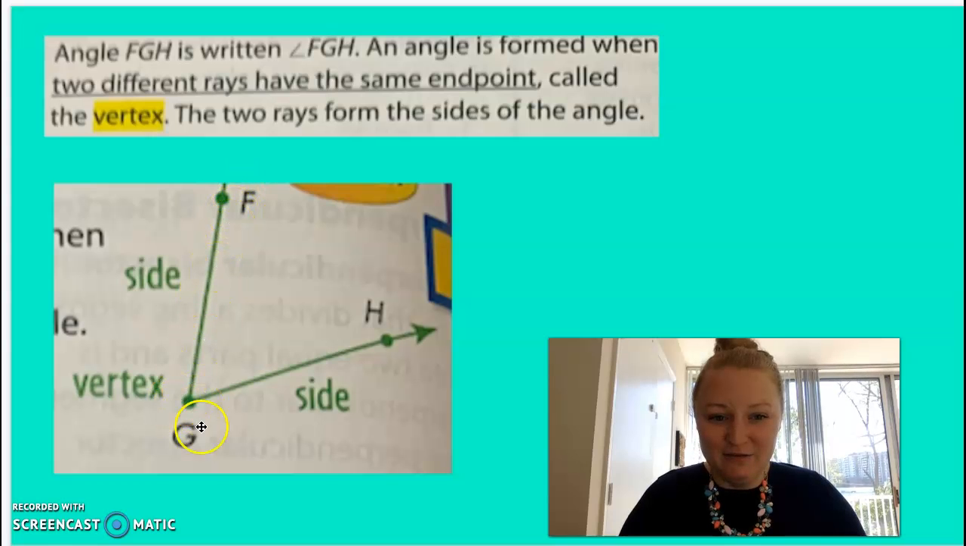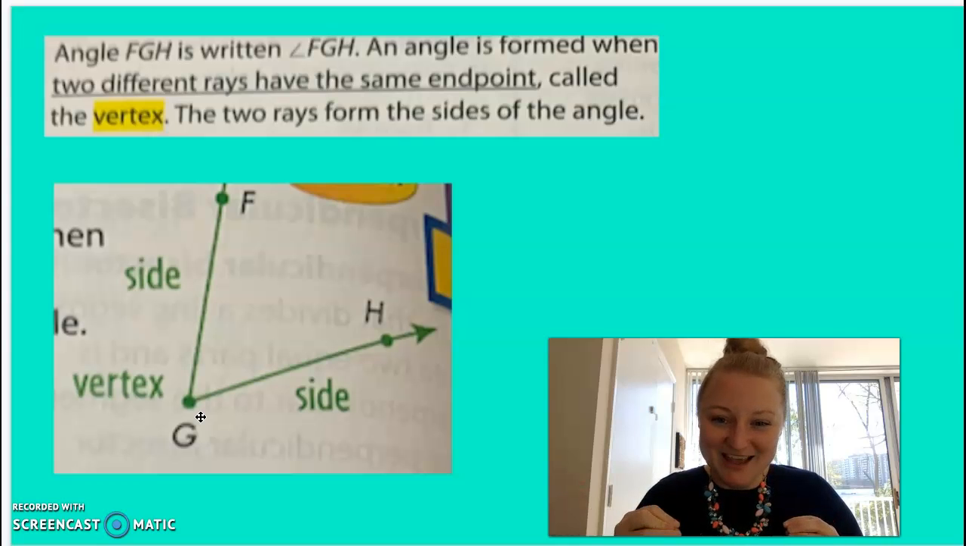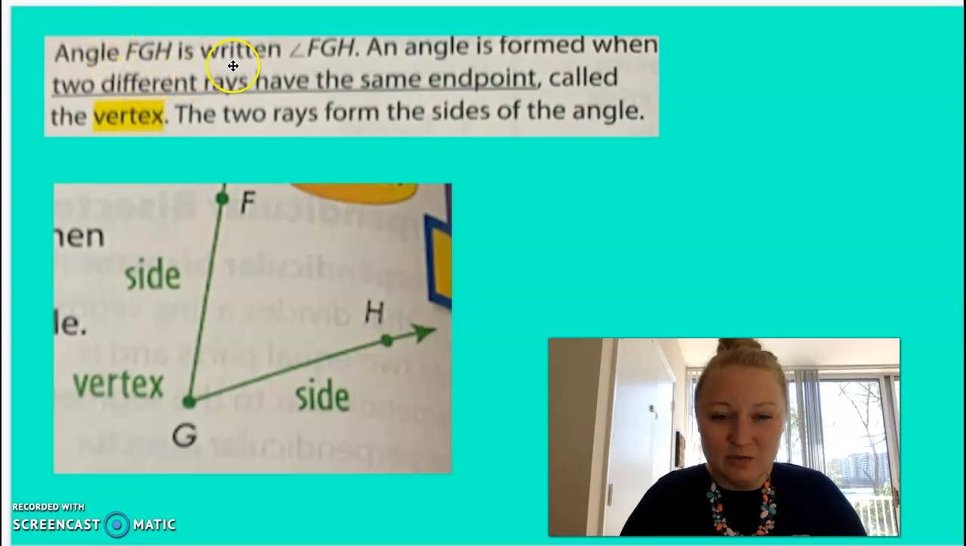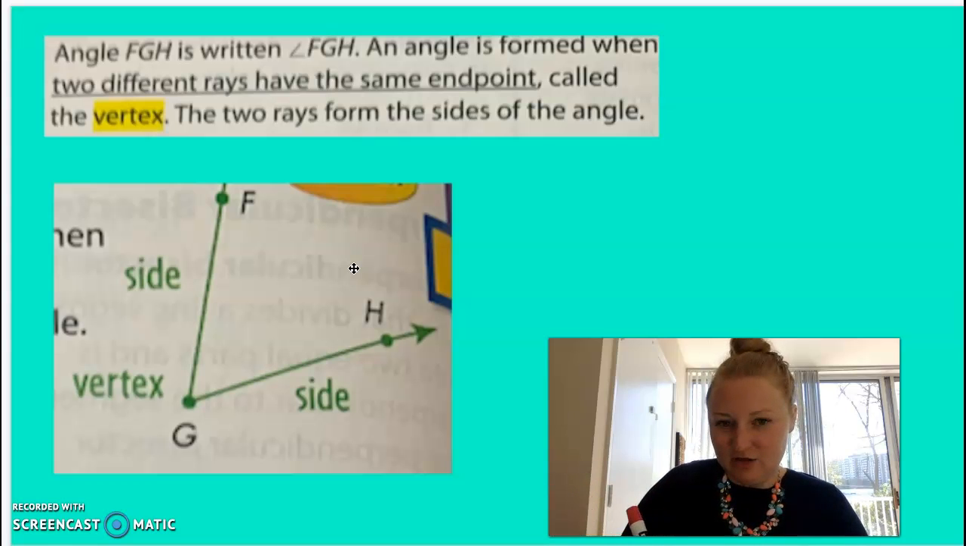So this happens when we have two rays. We have ray GF and we have ray GH, and they share the endpoint or the vertex G. So an angle is created when two rays share the same endpoint. Again, that endpoint, as we now know, is called the vertex. So the two rays from the side form the angle. And we name angles by their vertex and the other points. So this angle you'll see is called angle FGH. It could also be named angle HGF.